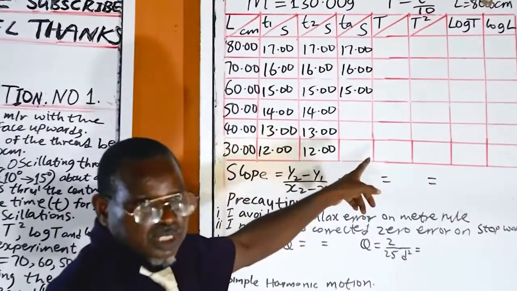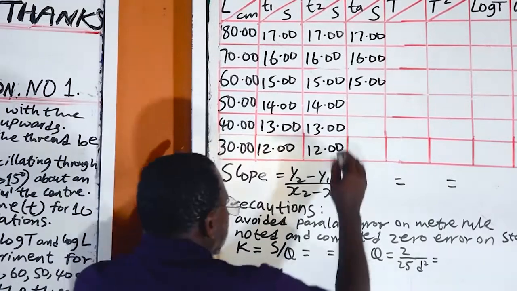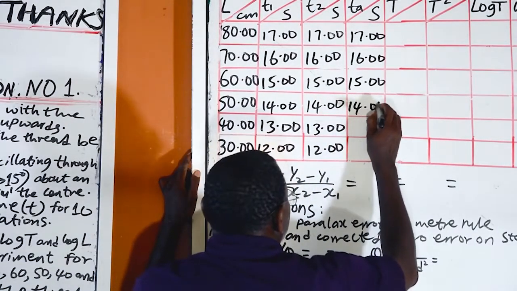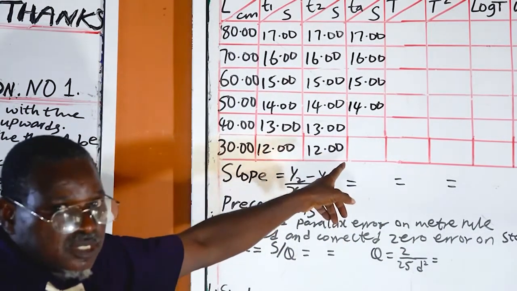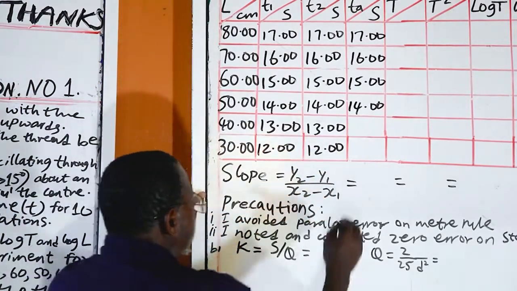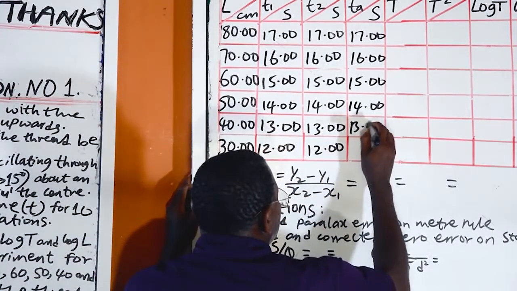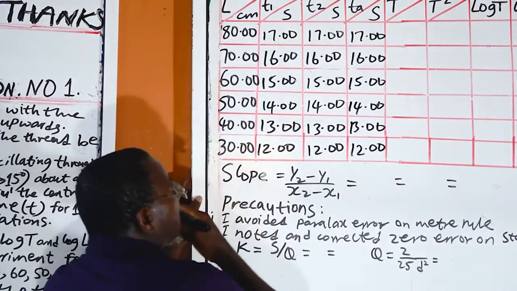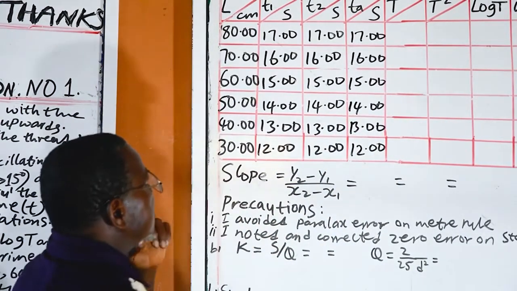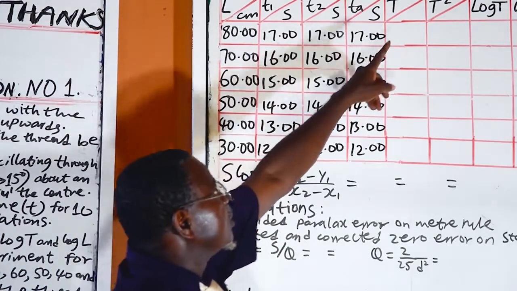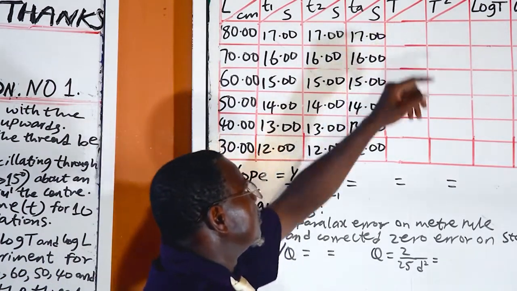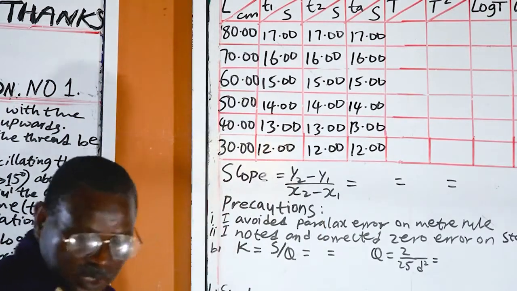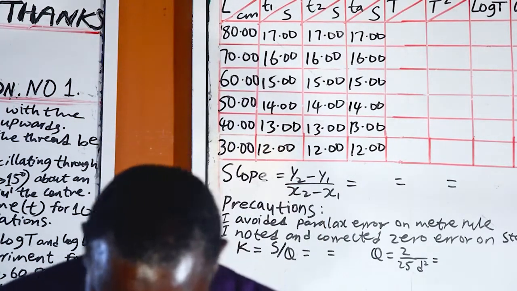14 plus 14 is 28. 28 divided by 14 is 14. 13 plus 13 is 26. 26 divided by 2 is 13. The same thing with the last one. Now, we want to find T. Since it is 10 oscillations, capital T will be small t divided by 10.